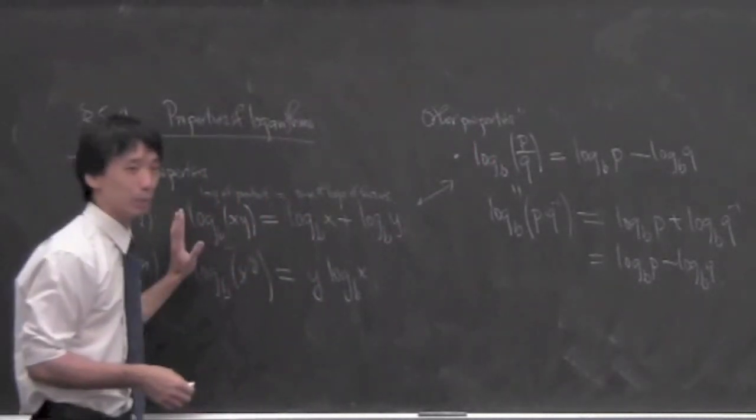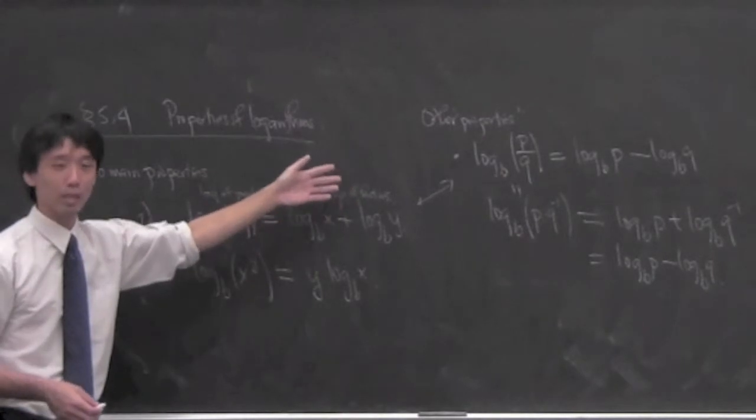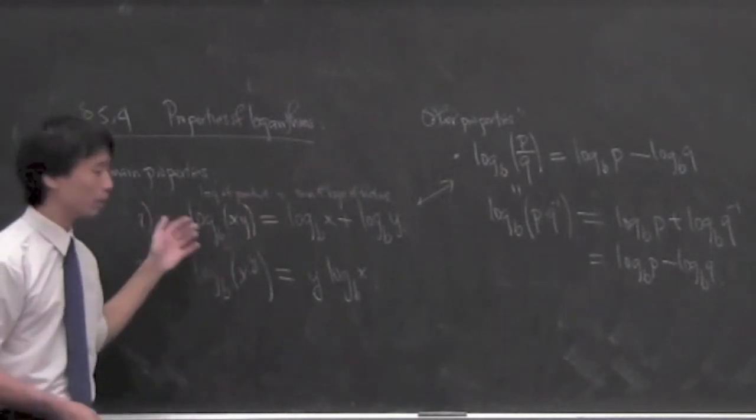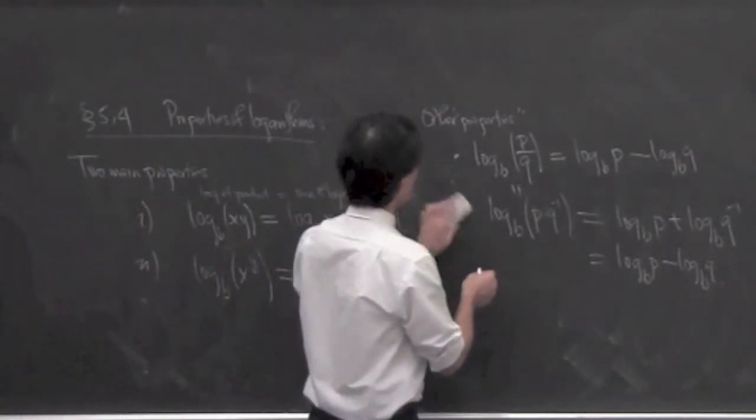If you know the first two properties, then that one is already included, right? So you don't need to know.